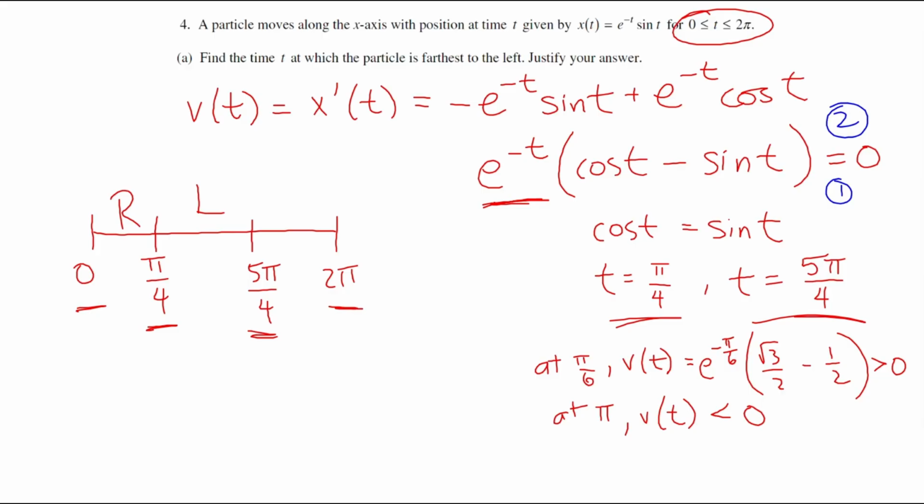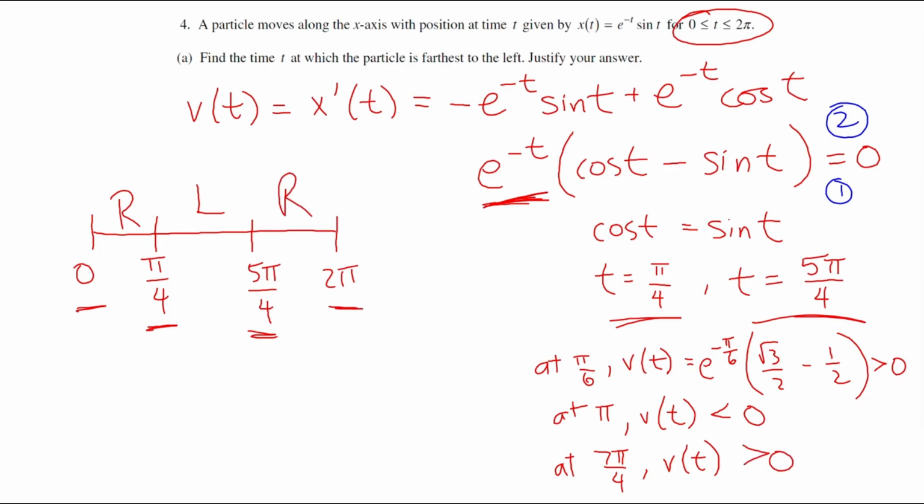And then at the end here, between 5 pi over 4 and 2 pi, let's say we pick something, we'll just say 7 pi over 4. We know that's between those. Well, v of t, if we think about 7 pi over 4, again, e to the negative t is positive. The cosine of 7 pi over 4 is a positive value, but the sine of 7 pi over 4 is a negative value. So if I have a positive minus a negative, we're going to get a positive, so our velocity is again positive.